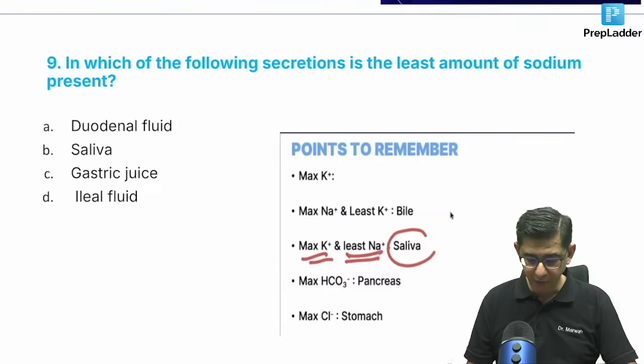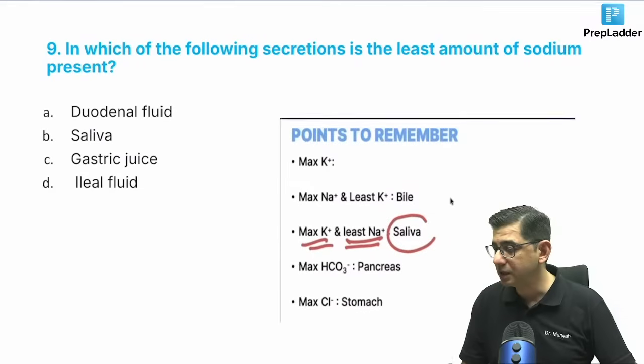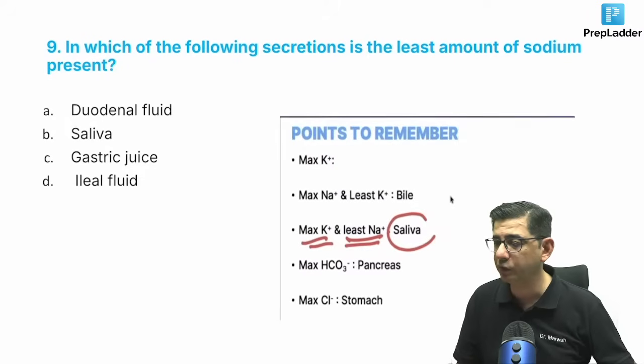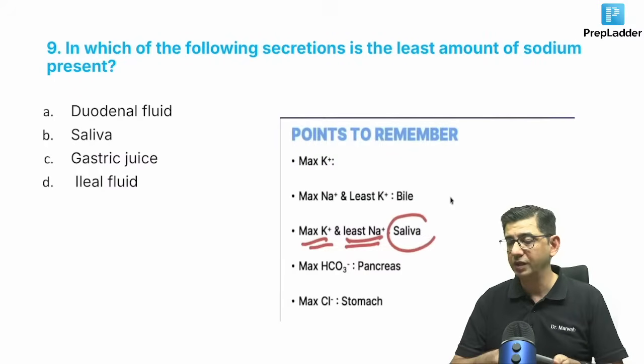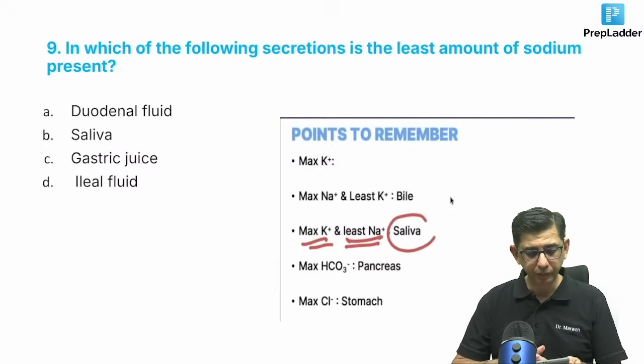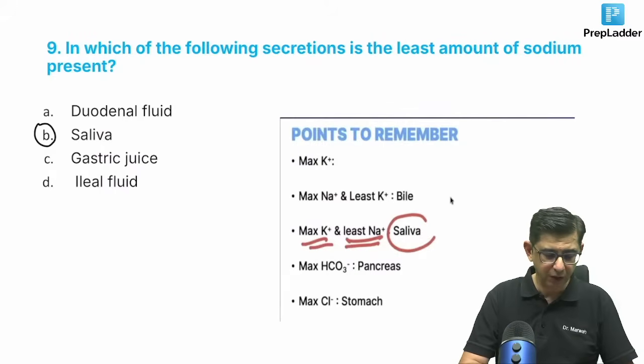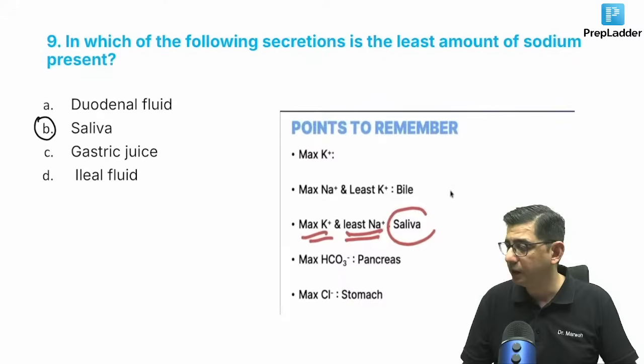Okay, so the least amount of secretions, the least amount of sodium present. Yes, guys, quickly comment with respect to the least amount of sodium present. Obviously, that would not be duodenal fluid. So waiting for your answers for this one, guys. Yes, that would be saliva. So the correct answer in this case is option B.